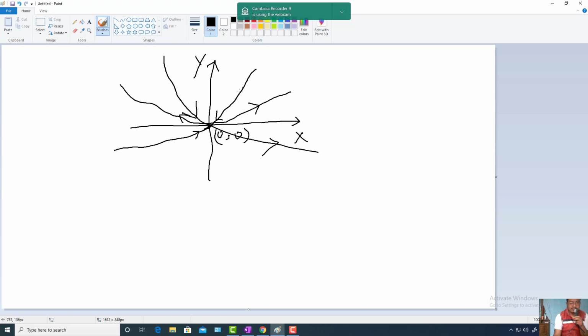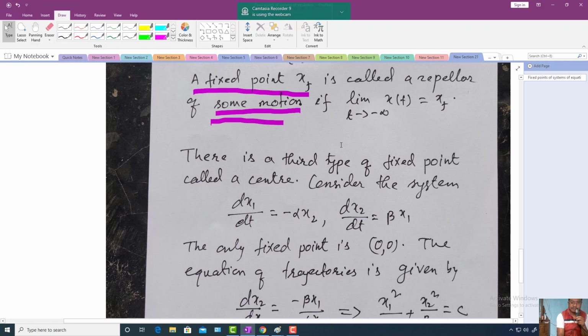So for this motion along this solution curve or trajectory, the fixed point is an attractor. That is why we use "for some motion." There may be a fixed point where for every possible motion it is coming toward the fixed point. That we call an attractor. And that is why specifically we use "for some motion."